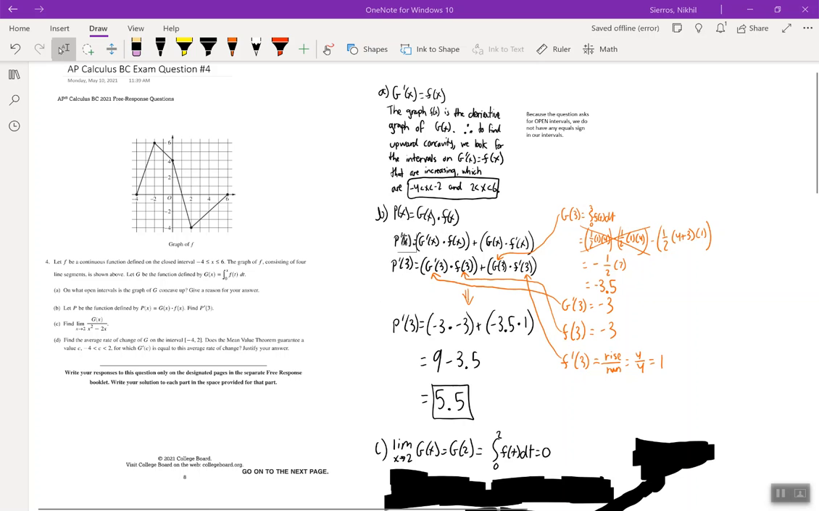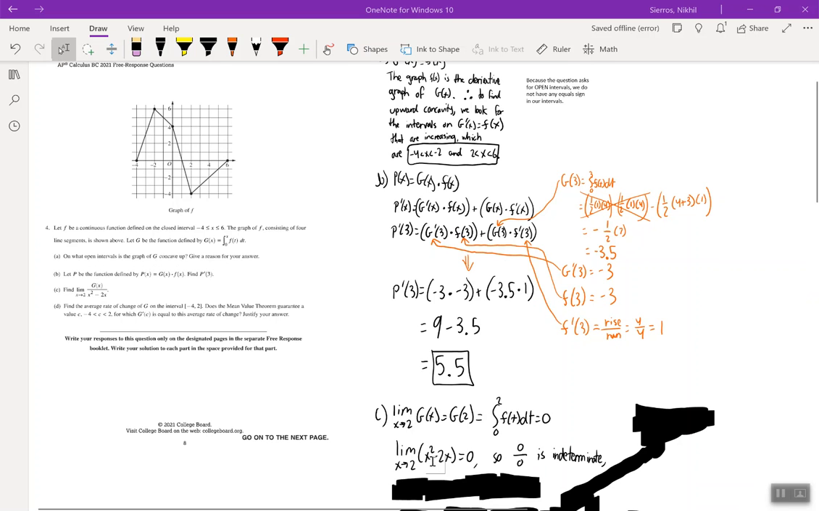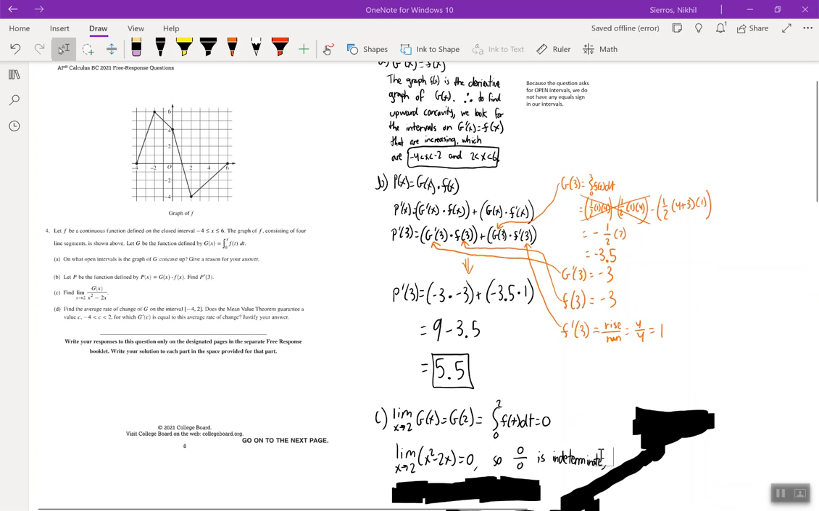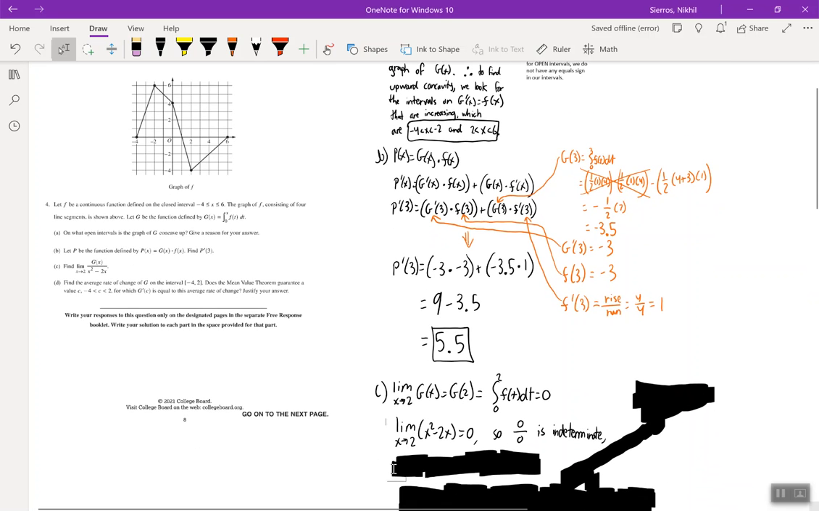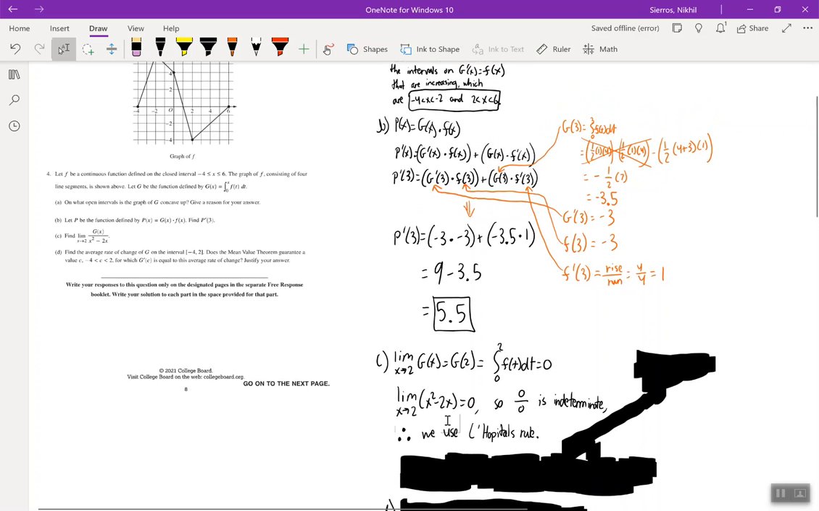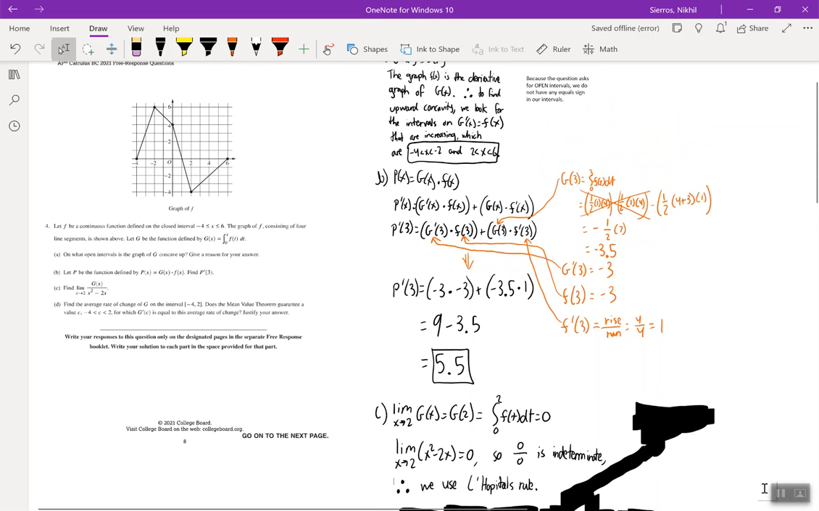We had proved previously in part B how the area under the graph from 0 to 1 and the area above the graph bounded by the x-axis from 1 to 2 is equal to 0. Then by just plugging in 2 into the denominator x squared minus 2x, we also get 0. So 0 over 0 is indeterminate. Because our answer is indeterminate, therefore we need to use L'Hopital's rule.